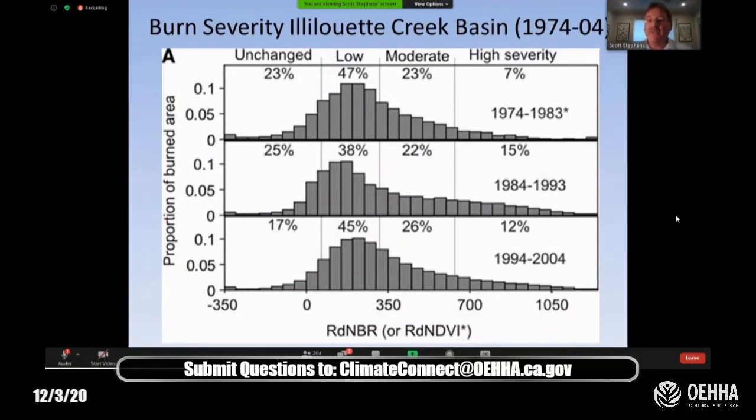So this is a measurement of chlorophyll abundance. The thing about the Illilouette Creek, which is remarkable, you see these 3 stacked graphs, 74 to 83, 84 to 93, 94 to 2004. And they're basically partitioned into different fire severity classes: unchanged, low, moderate severity, high severity. And when we do an analysis of this time series, we find out that it's been stable over time.